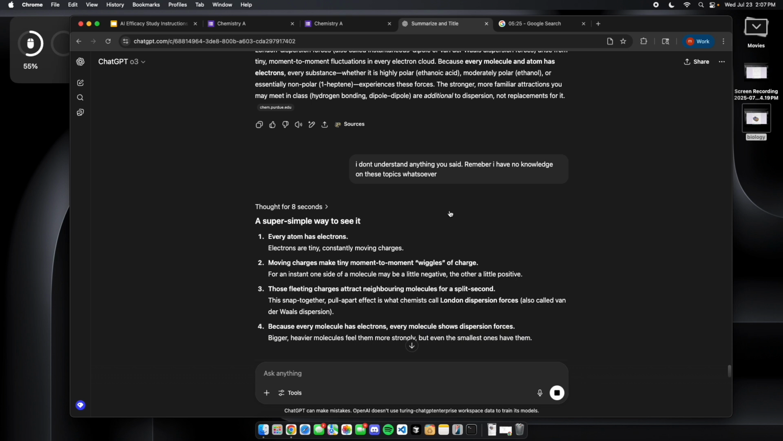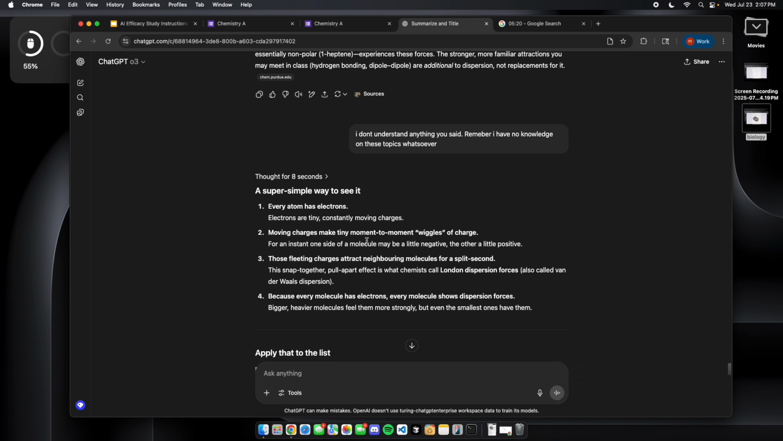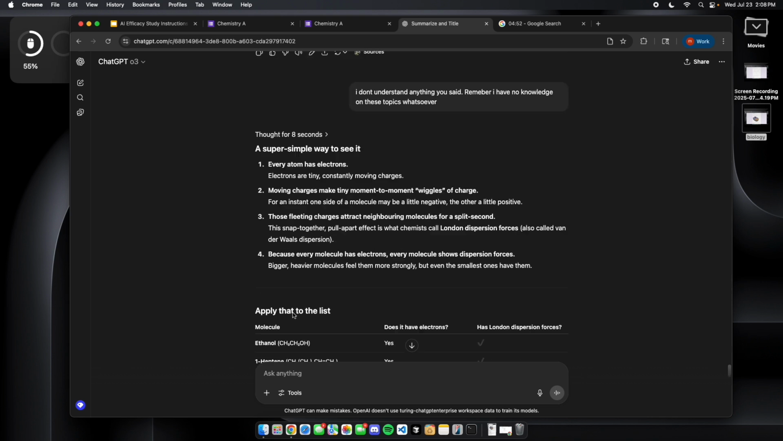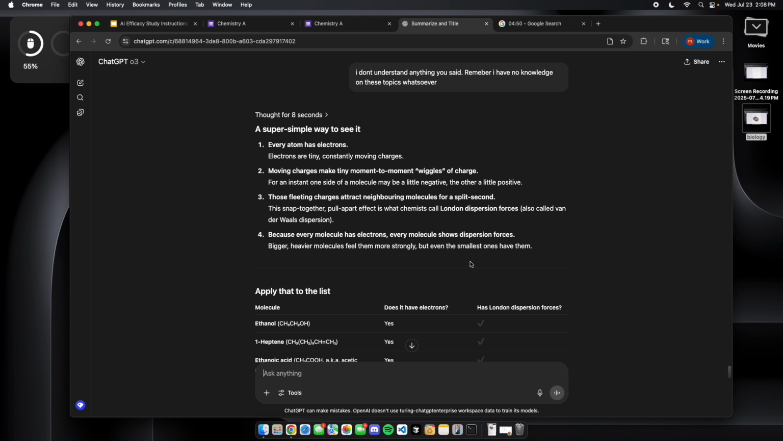Okay, every atom has electrons. Electrons are tiny, constantly moving charges. Moving charges make tiny moment-to-moment wiggles of charge. For an instant, one side of a molecule may be a little negative, the other a little positive. These fleeting charges attract neighboring molecules for a split second. This snap-together, pull-apart effect is what chemists call London dispersion forces, also called van der Waals dispersion. Because each molecule shows dispersion forces, bigger, heavier molecules feel them more strongly, but even the smallest ones have them.